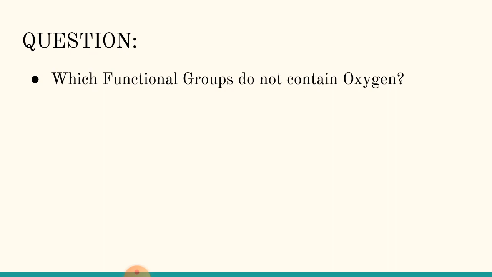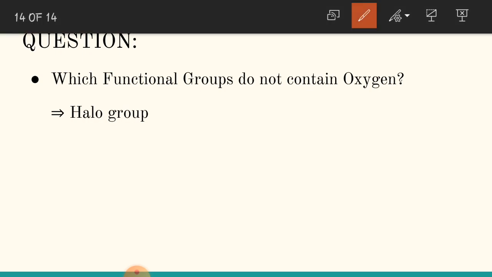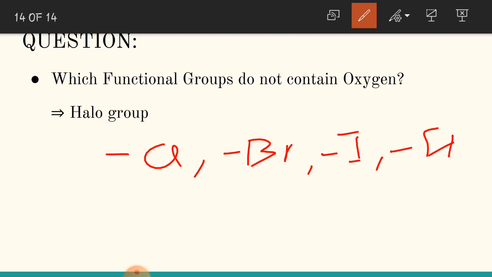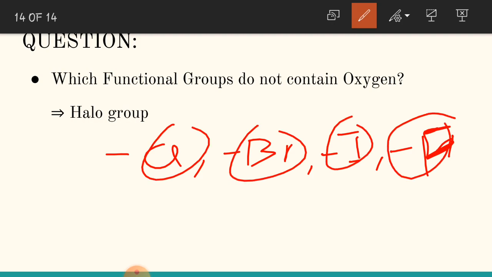The first group that we read today is the halo group. That halo group means that either a chlorine, bromine, iodine or fluorine atom is attached to the hydrocarbon. So these groups will be called the halo group. Now you may see here that none of these groups contain an oxygen atom.